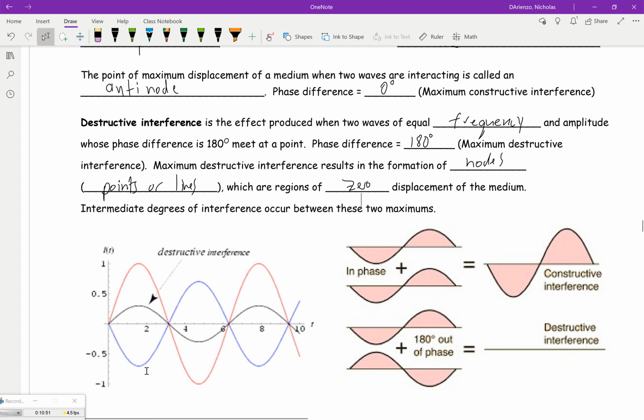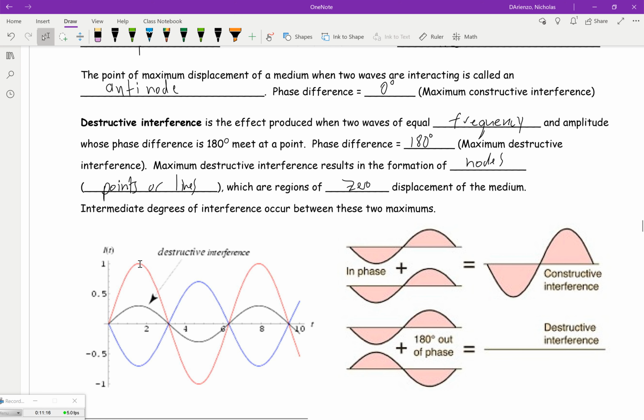So we could call this, let's say, negative 0.75 and a positive 1. The sum, if we add positive 1 plus a negative 0.75, would give us a positive 0.25, which is the resultant wave that we see here. So it's the combined effect of this red and blue wave is the black wave here.